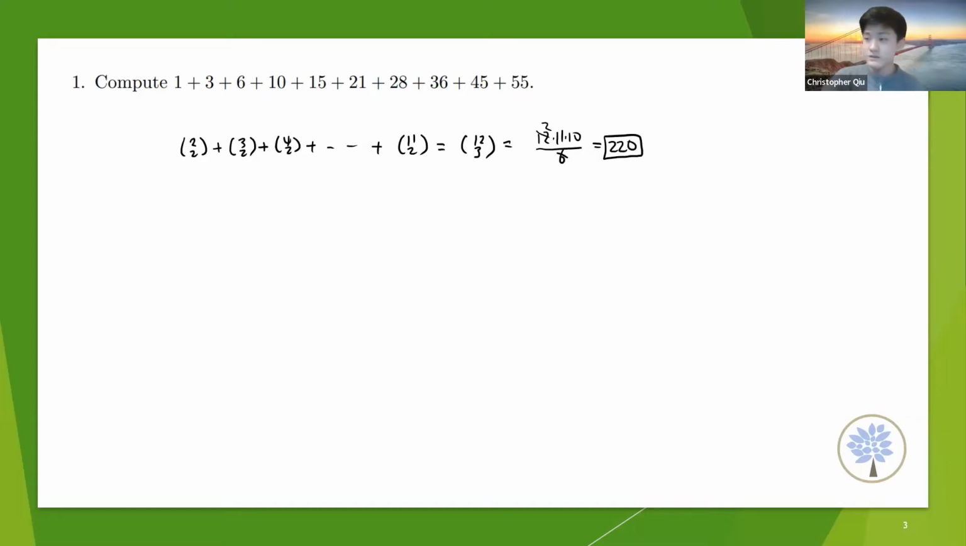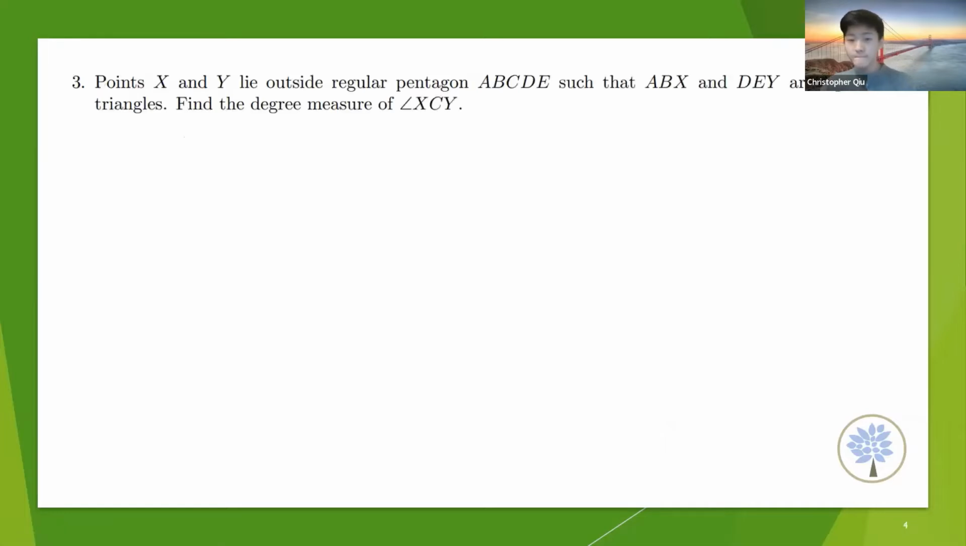Okay, I haven't gotten any questions, so let's move on to problem 3. In problem 3, we have points X and Y that lie outside a regular pentagon ABCDE. We're told that these points satisfy the condition that ABX and DEY are both equilateral triangles. So let's draw a diagram for this.